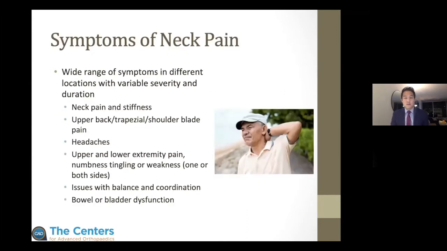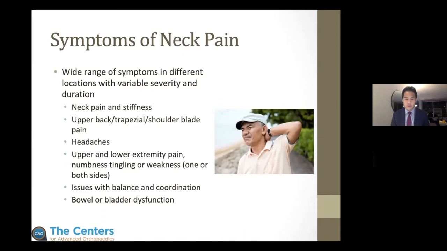Now, the symptoms of neck pain are varied and can involve different locations, can be described in different ways, and can last for different amounts of time. The main complaint we usually get is neck pain and stiffness. This is usually along the back of the neck, but that pain can also go into the upper back, into the shoulder blades, and out into the shoulders. The pain can also go up into the side of your head, and you can have headaches. The pain can also radiate into your upper or lower extremities with certain issues.